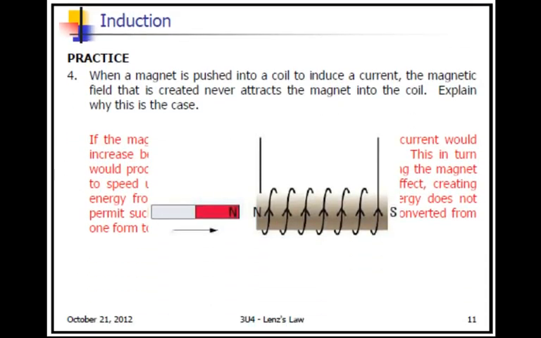Here we have a magnet being pushed into a coil to induce a current. The magnetic field that is created never attracts the magnet into the coil. Explain why this is the case.